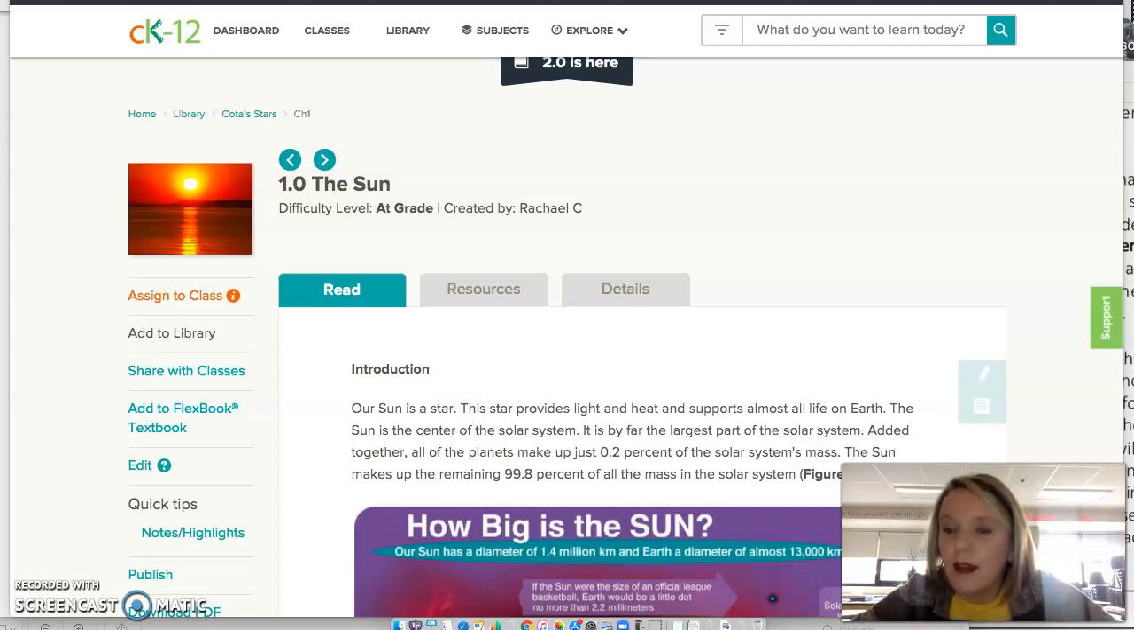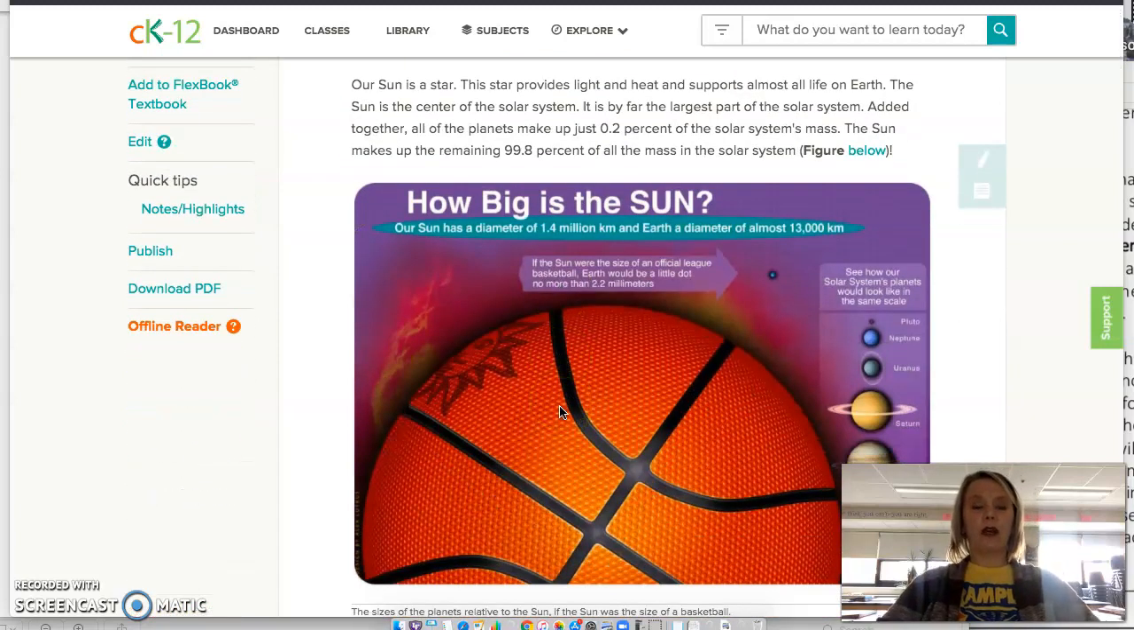Hello guys. Today we are going to go over chapter 1 in the Stars, Constellations and Life Cycle iBook. This is chapter 1 on the sun. So as we learned before you guys left the school, our sun is massive.